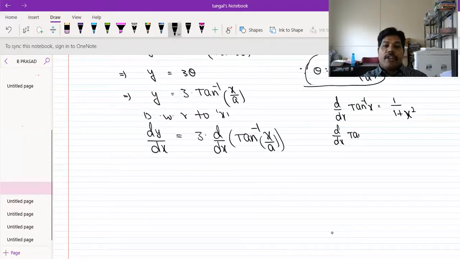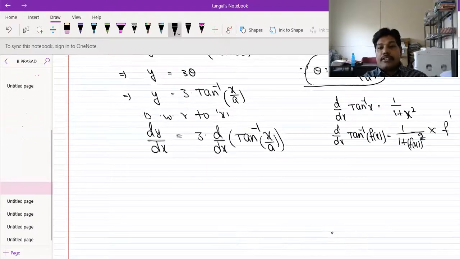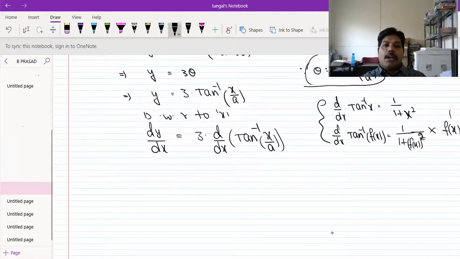In the place of x, the derivative of tan inverse of f of x is nothing but 1 by 1 plus f of x whole square into f dash of x. So see these two formulas, students. Tan inverse x derivative is 1 by 1 plus x square. For tan inverse of f of x, one more function is there, so it is 1 by 1 plus f of x whole square into f dash of x.